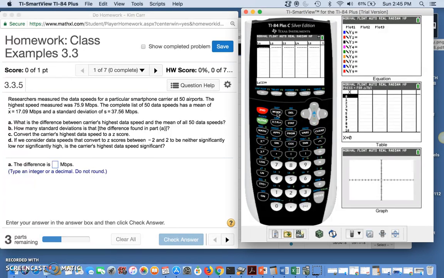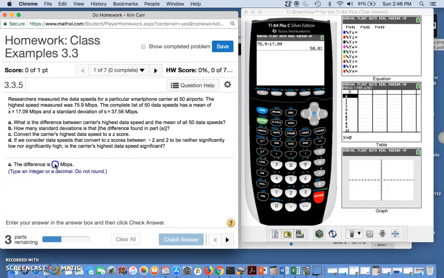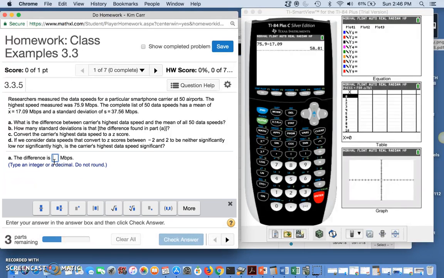Okay, well, here's your basic calculator over here. You're just going to make a calculation. You're going to take this high speed right here, 75.9, and you're going to subtract the 17.09. And that gave me 58.81. That was the only thing it was asking me to do at this point.